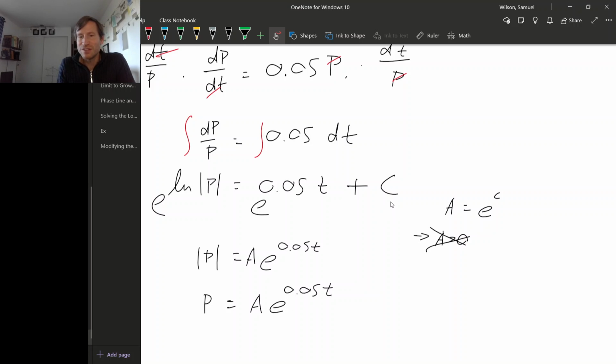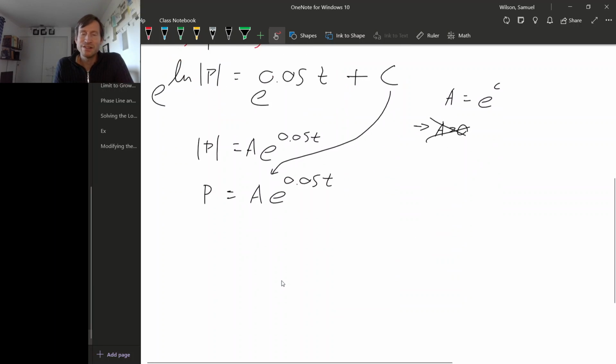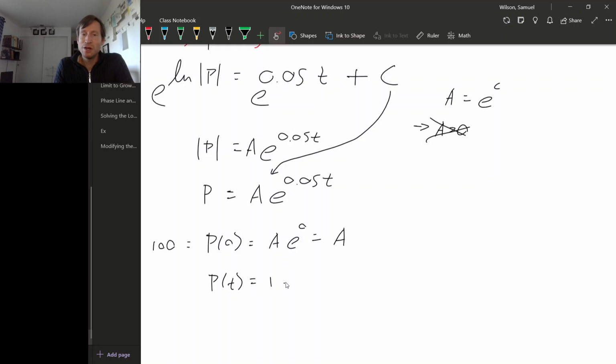As usual, the constant of integration turns into the parameter that describes the family of solutions to the differential equation. Remember, we also had a data point. We know that the initial population was 100, so P of 0 has to be equal to 100. But that's A times e to the 0, so that's just A. So A is 100, and P of t is the function 100 times e to the 0.05t. So no big surprise here, right? When you have constant proportional continuous growth, you get an exponential function.